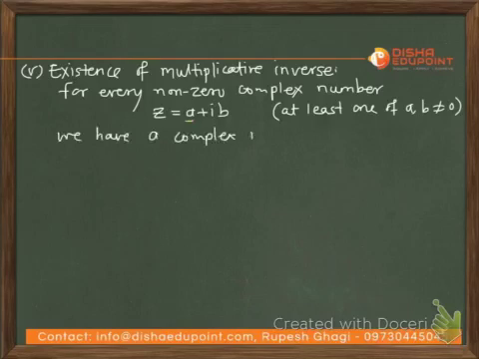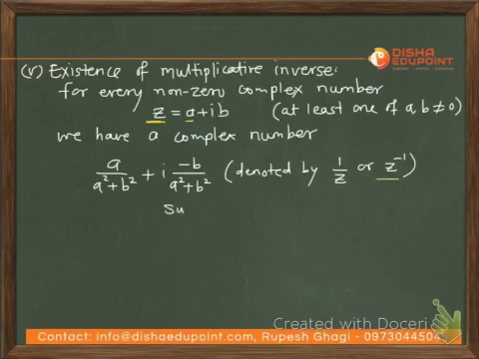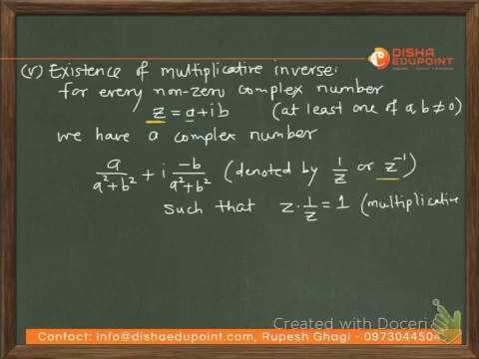So we have a complex number for this Z, which is defined by A upon A square plus B square plus i into minus B upon A square plus B square. This number is denoted by 1 by Z or Z to the power minus 1, and if we multiply the original number Z by this Z inverse, we are surely going to get 1, which is the multiplicative identity. So for every non-zero complex number, we have this multiplicative inverse such that Z into 1 by Z is equal to the multiplicative identity.